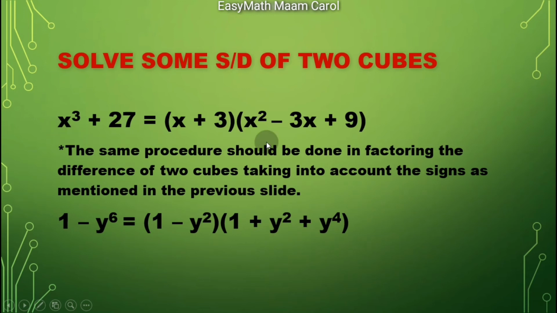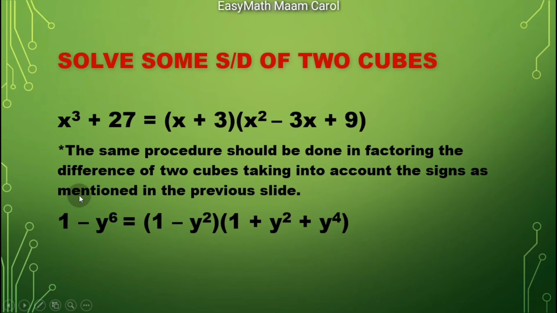So, if we put everything together, we have x cubed plus 27. The factored form of this is the quantity x plus 3, times the quantity x squared minus 3x plus 9. So, if you are given a subtraction or difference of 2 cubes, kagaya nito, 1 minus y to the 6th power, you have to follow the same procedure.